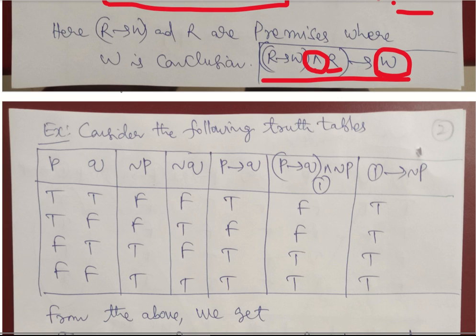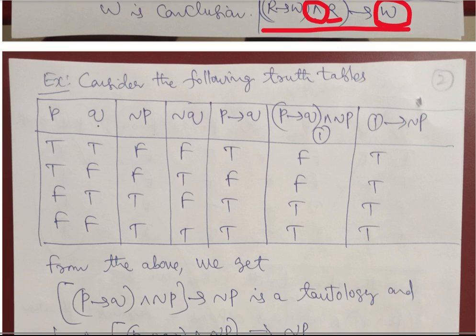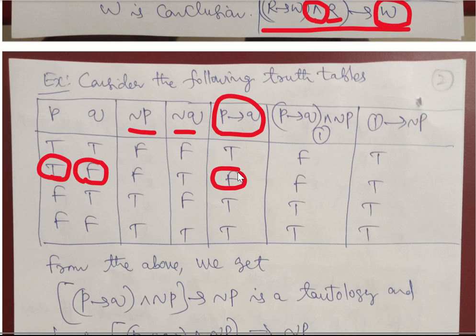Okay. Now, consider the following truth table. P, Q, negation P, negation Q, P implies Q. We know how P implies Q is arrived at. Whenever P is true and Q is false, it will be false. In all the other cases, it is going to be true. Now, we are going to get these two expressions: P implies Q and negation P. This is the outcome we have in the truth table.